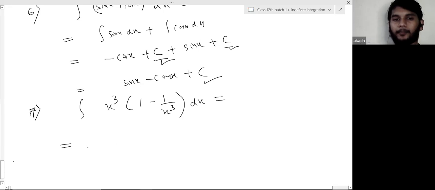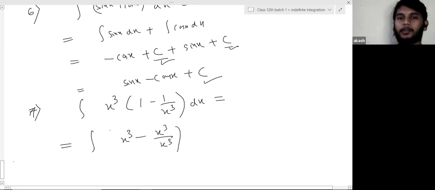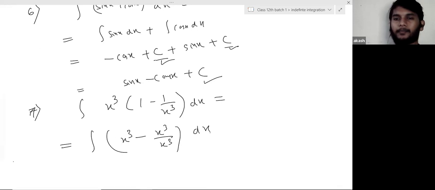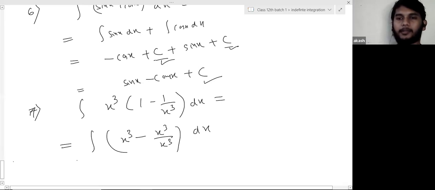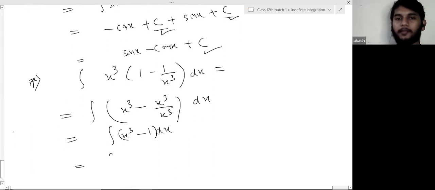Let's see. If we just open these brackets, what will we have? This is x cube minus x cube upon x cube dx. Ishan, this is clear? I just opened the brackets. So we can write x cube minus 1 dx. Now, if we break this down, then we'll have integration of x cube dx minus integration of 1 dx.